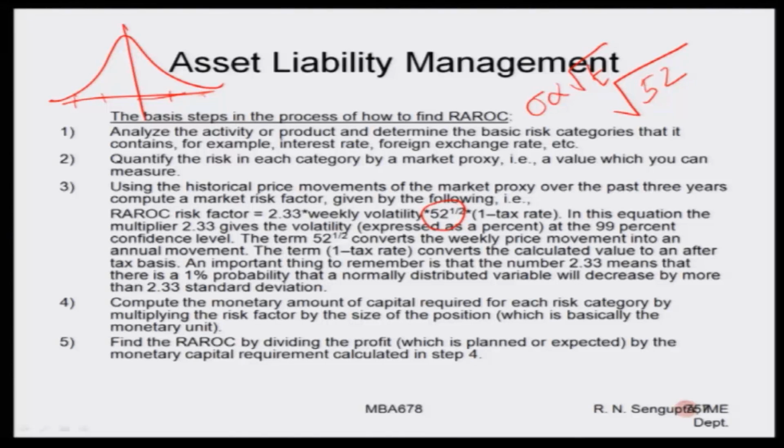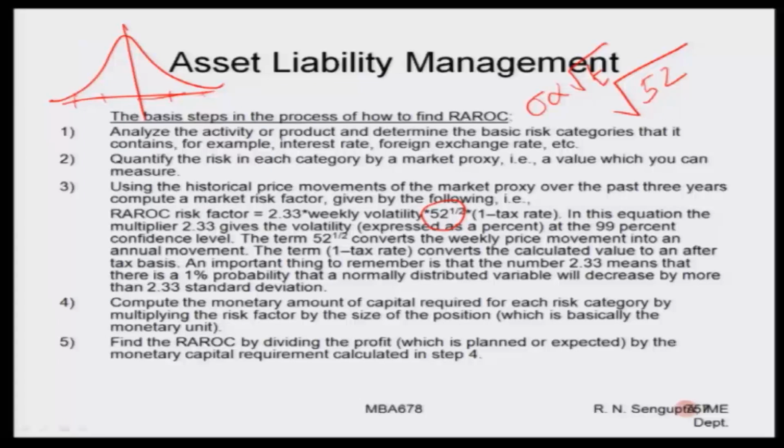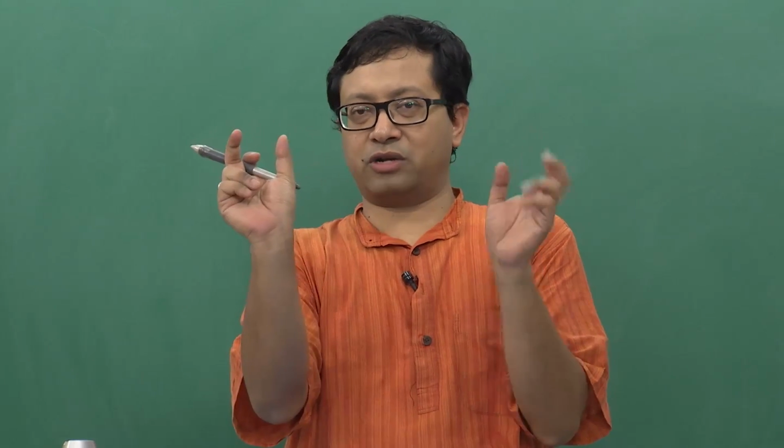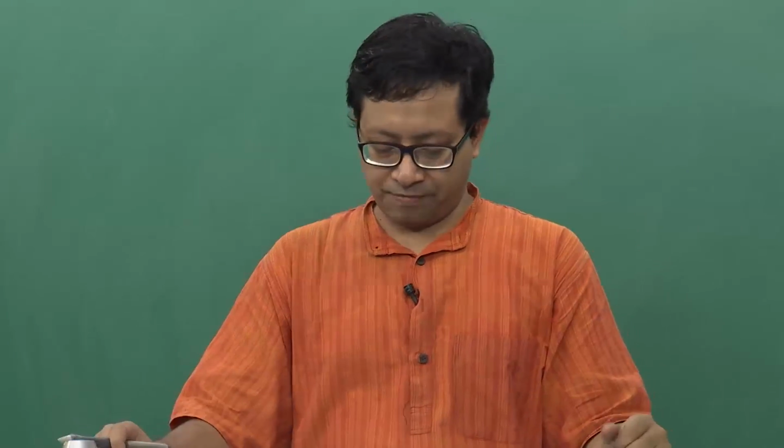Then obviously, you multiply by 1 minus the tax rate, because the tax amount has to be taken out of this total concept. So, if the tax rate is, for example, 30%, 1 minus tax rate would be 0.7. So, in this equation, multiplying by 2.33 gives the volatility expressed as a percentage at a 99% confidence level. So, that is what I mean. If you consider 99%, the overall standard deviation movement in the normal distribution would be 3 sigma onto the right and 3 sigma onto the left. So, obviously, the total coverage would be 6 sigma.